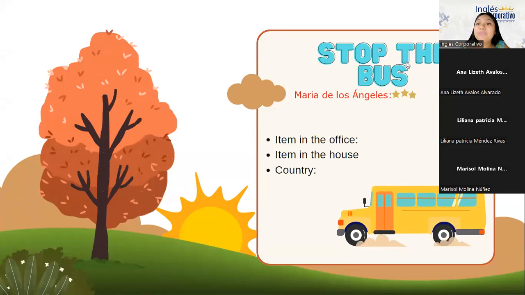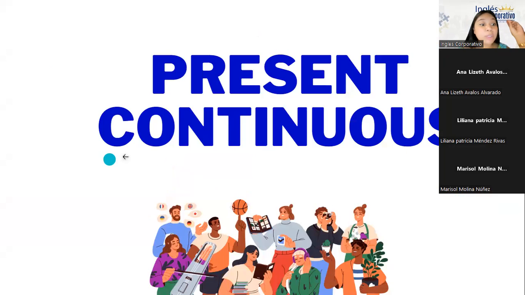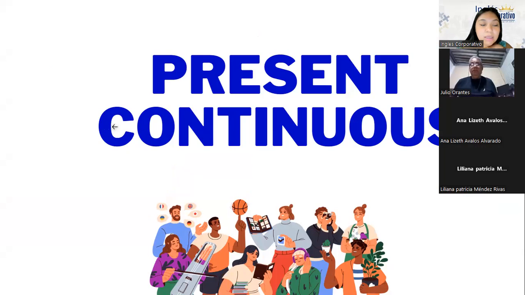So now let's continue with today's review. Today we are going to make a review on the present continuous. What do you remember about this topic? It is an action to do. ¿Cómo se diría? Una acción que se está haciendo. Oh, an action that is happening at the moment of speaking. Okay. Give me one example, Julio.